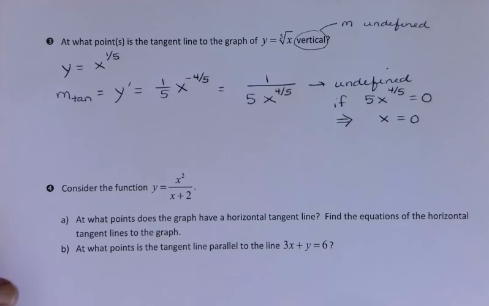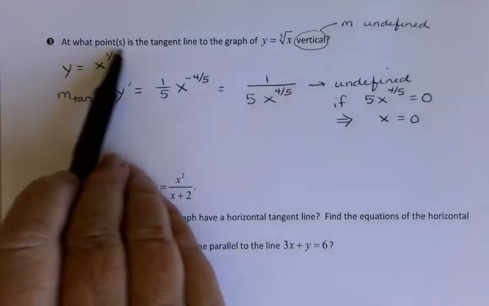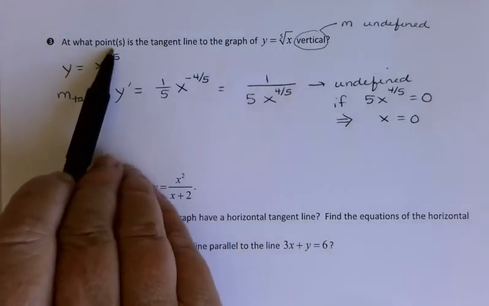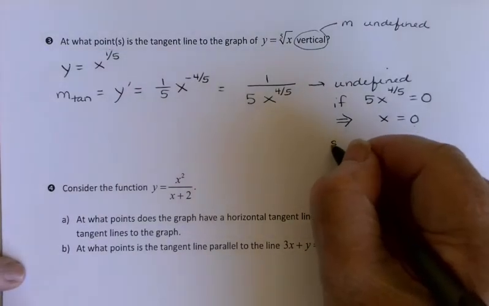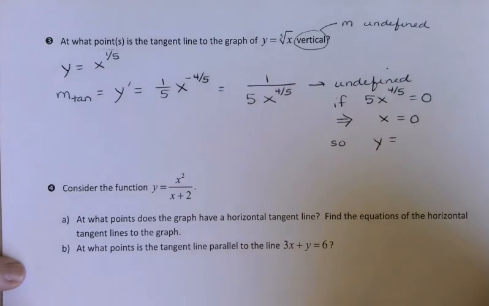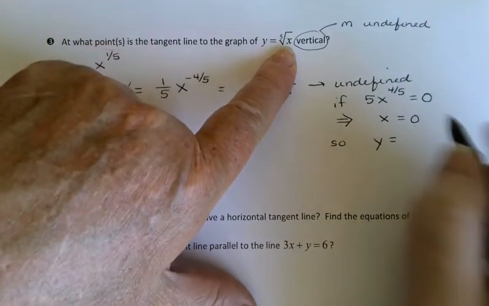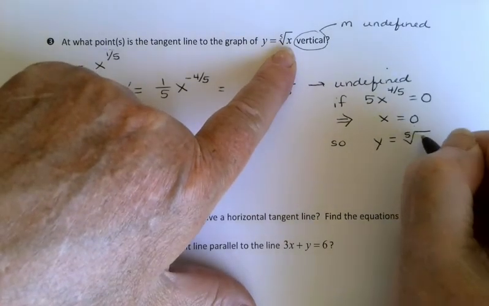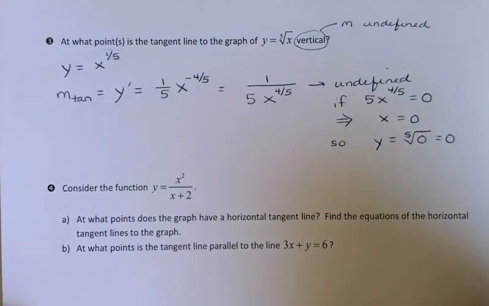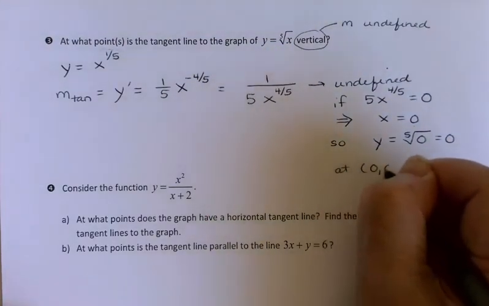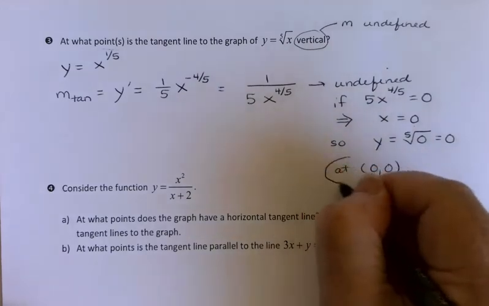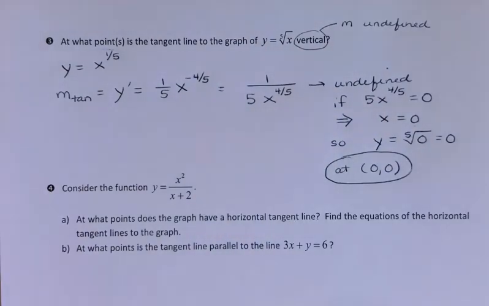In this particular case, I wanted to know the points, not just where, but the actual points. So I've got the x value, I could also go back and find the y value just by plugging x back into this original. So fifth root of 0 is still 0. And so the answer to the question is really at the point 0, 0. We would get a vertical tangent line.